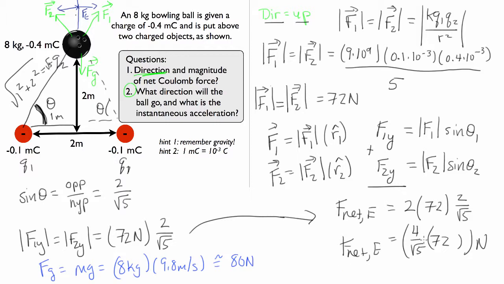And so you can see already that the net electric force is going to be higher because it's 4 over the square root of 5 times 72, which is greater than 80. So the ball is going to move upward. So ball will move up. And the acceleration with which it does that is equal to the net electric force, so F net E that we would have computed, minus the gravitational force, because they point in opposite directions, divided by the mass of the ball.